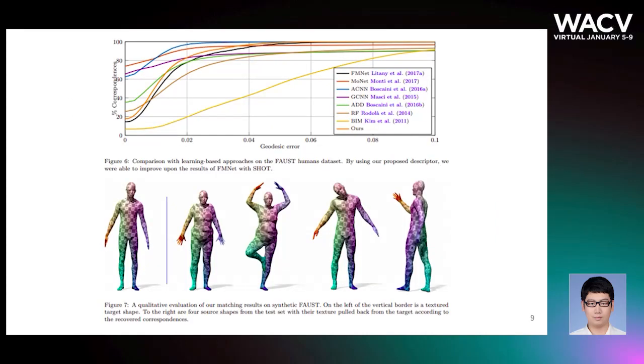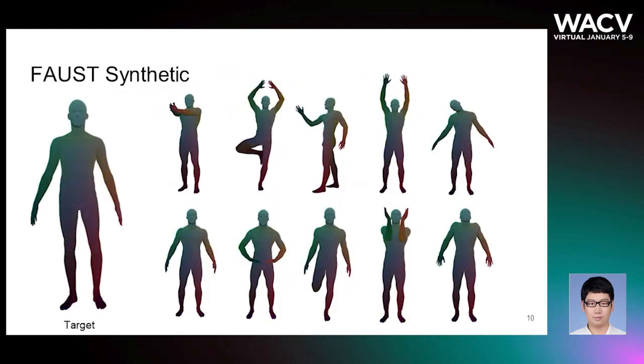For the shape correspondence task, we plot the Princeton curve comparing with other methods that use shape descriptors. You can see our curve, the orange one, is above the FMNet one in black, which uses SHOT as input. The lower figure shows how the texture is transferred from the source shape on the left to the target shape on the right using the correspondence found by our network. And here are some more results.